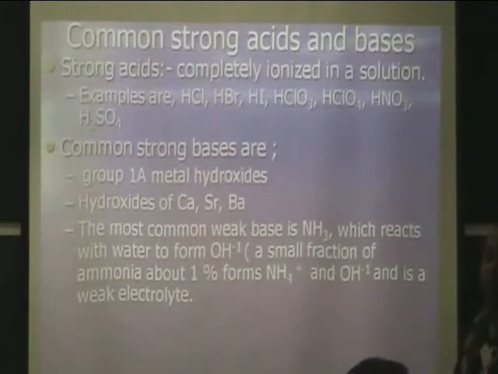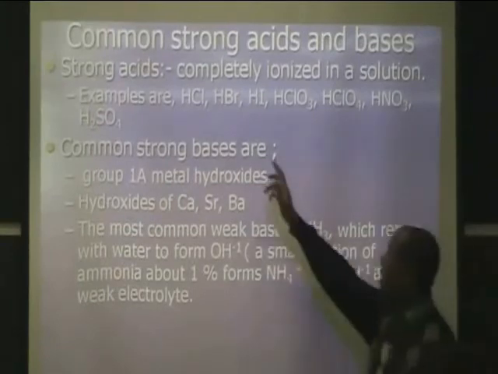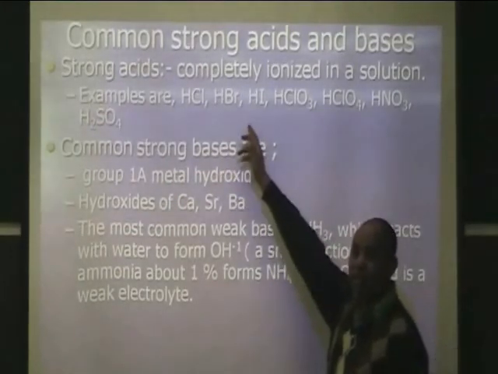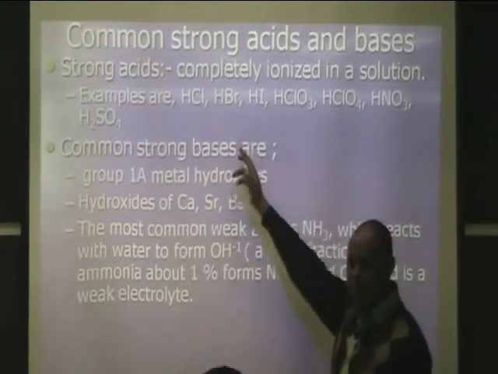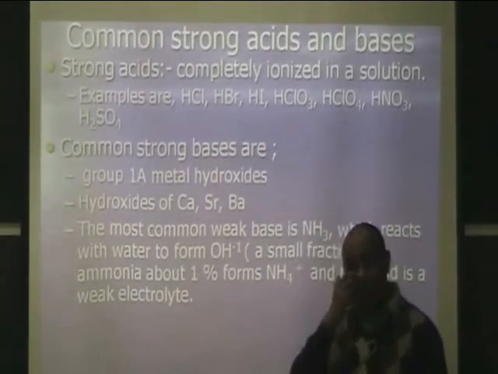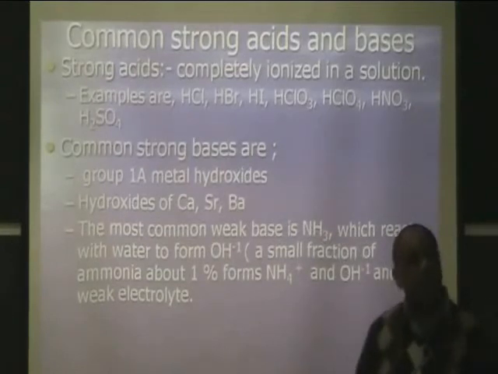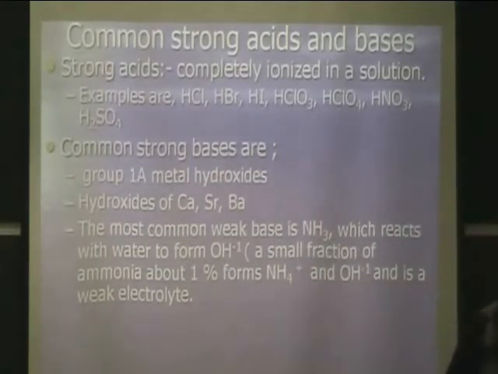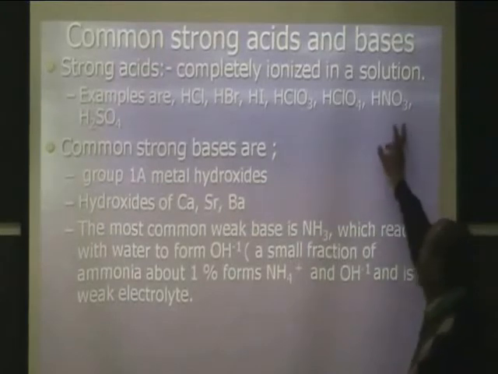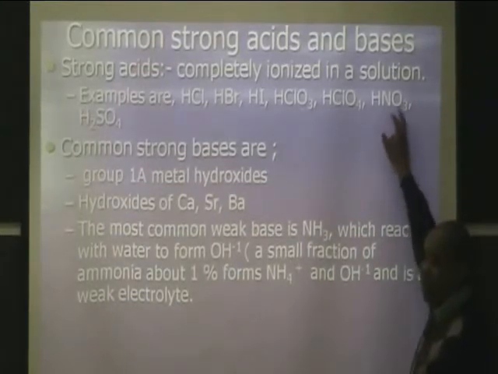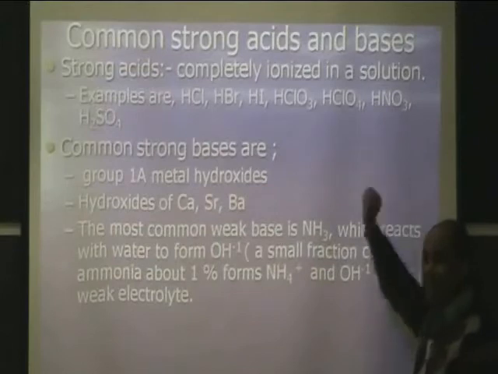Group 7. Group 7, yes. HCl is group 7. HBr is group 7. HI is group 7. Don't you see some similarities there? So most of the time, acids of the halogen families, acids of the halogen groups, are considered to be strong acids. Chloric acid, perchloric acid, right? Well, we can't deny the fact that there are also other acids, like nitric acid and sulfuric acid.